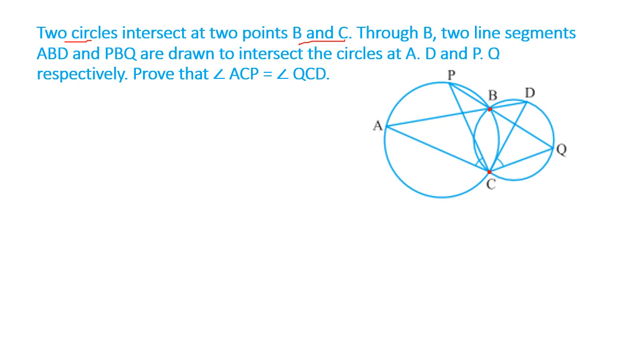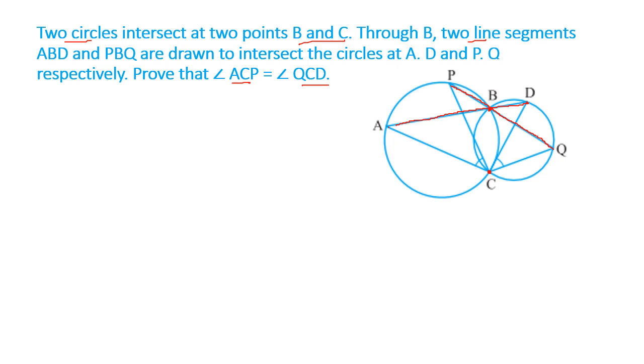Through this point B, two line segments are drawn, which are ABD and PBQ. These two lines are drawn. When you draw AB, it intersects at D, and when you draw PB, it intersects at Q. Okay? So when you draw the lines through B, they intersect at A and D and P and Q respectively. We have to prove ACP equal to QCD.